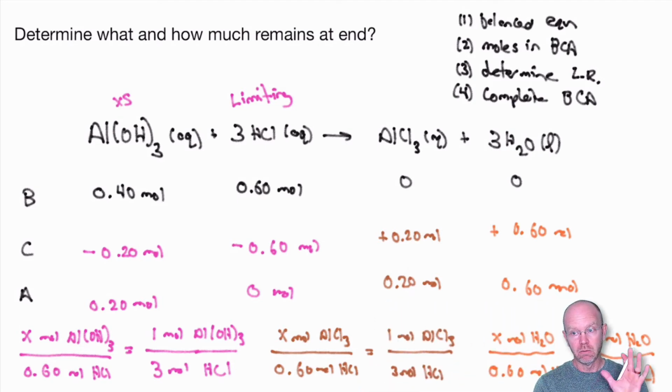And now we can really see why HCl is called the limiting reagent, because at the end of the process, we still have 0.2 moles of aluminum hydroxide. All of the hydrochloric acid is gone. We formed 0.2 moles of aluminum chloride, and we formed 0.6 moles of the water. So that's the complete BCA table.